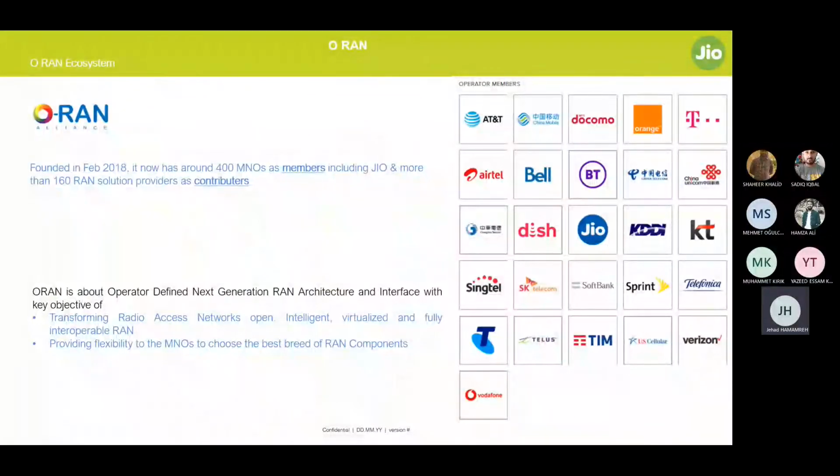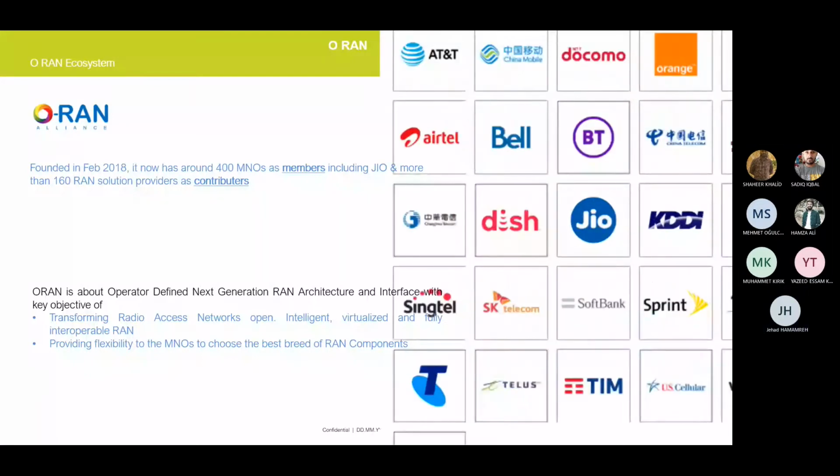So this is the Open RAN. Briefly, the Open RAN Alliance was founded in 2018. It has now more than 400 mobile network operators, many contributors, and the mission of Open RAN is about producing operator-defined network generation, RAN architecture, and interface with key objectives. The first objective is to transform radio access networks and make them open, intelligent, virtualized, and fully interoperable. And second, provide flexibility to the mobile network operator to choose the best breed of RAN components. So this is a brief summary.